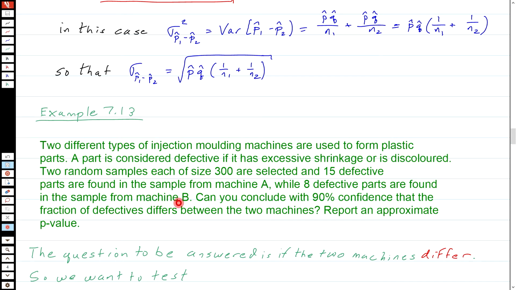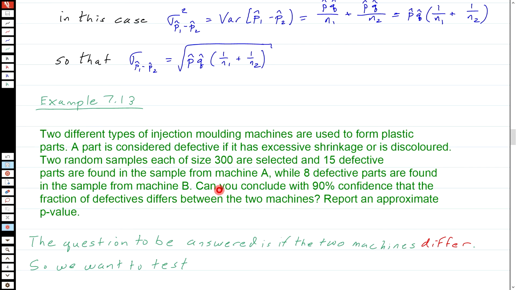So I've sampled 300 from A, 300 from B. I found 15 defectives from A and 8 defectives from B. Then the question is, can you conclude with 90% confidence the fraction of defectives differs between the two machines? Now, it doesn't say greater than or less than here. It says just do they differ. So this is going to be a two-sided test. Alpha is going to be equal to 0.1, and we're asked to report an approximate p-value.